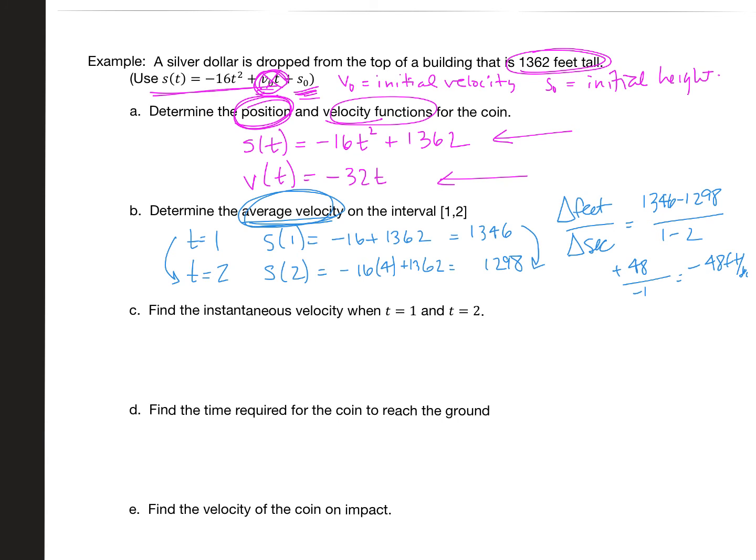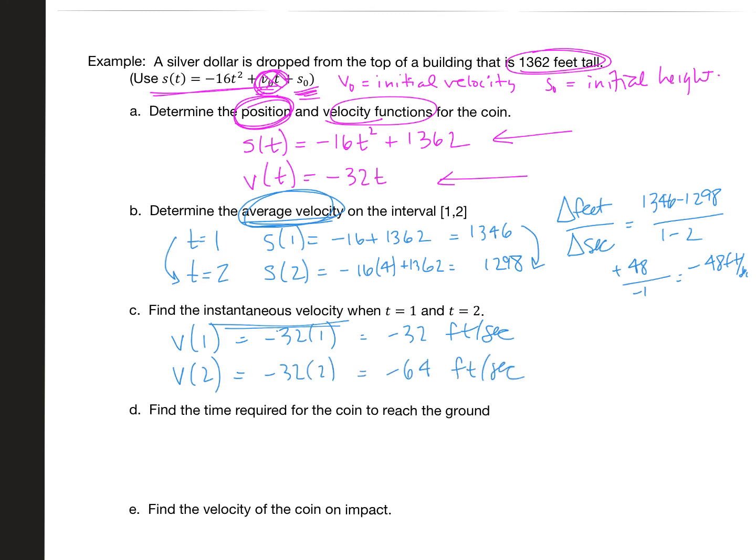Now for part C, because it's asking for instantaneous velocity, I'm going to use the V function, the velocity function, when the time is 1, along with when the time is 2. Okay, so plugging in here, negative 32 times 1, I have negative 32 feet per second. And when the time is 2, negative 32 times 2 is negative 64 feet per second.